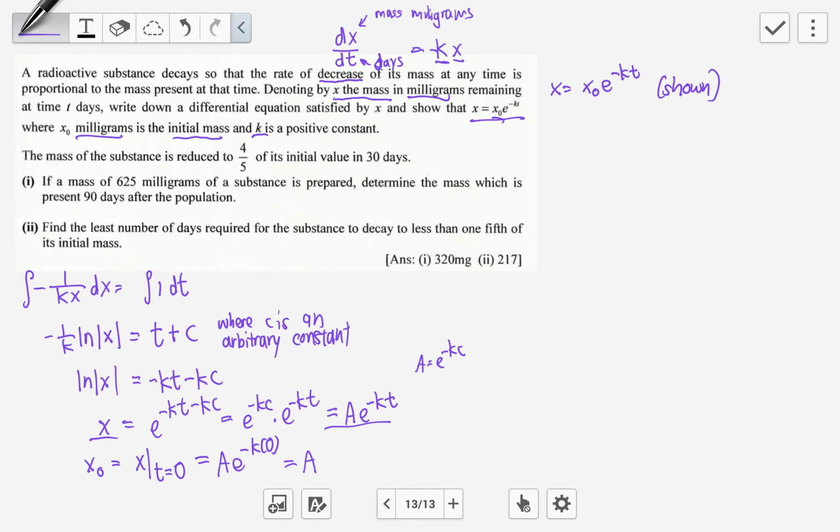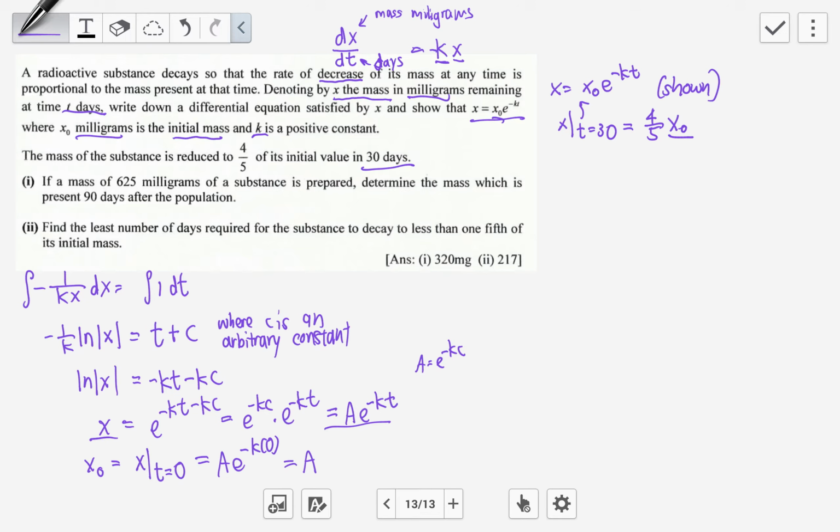Now, another clue that we get is that the mass of the substance is reduced to 4/5 of its initial value in 30 days. Take note the t is in terms of days. So that means x when t equals 30 days is equal to 4/5 of its initial value, and its initial value is x naught. So here we will make use of this equation to find the value of k, because now we just need to find the value of k.